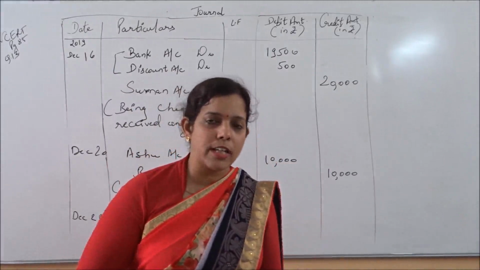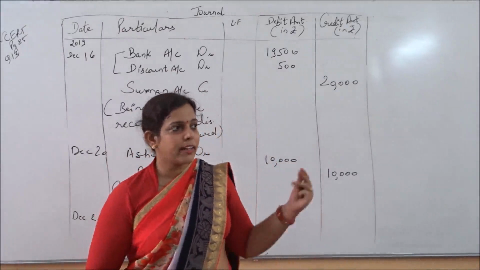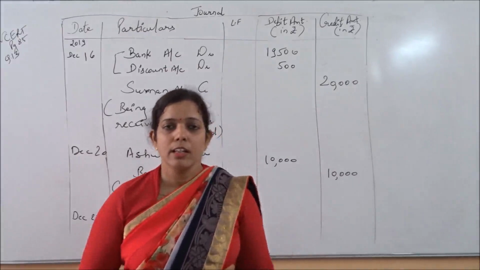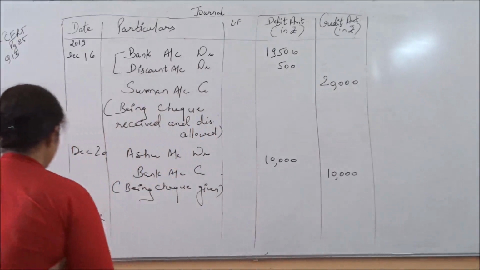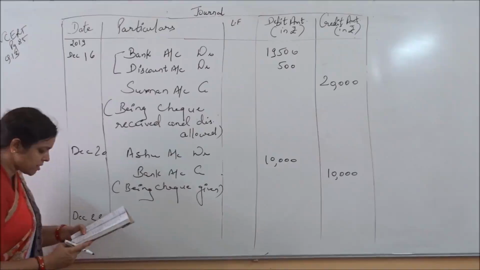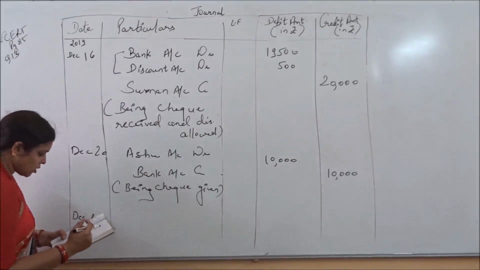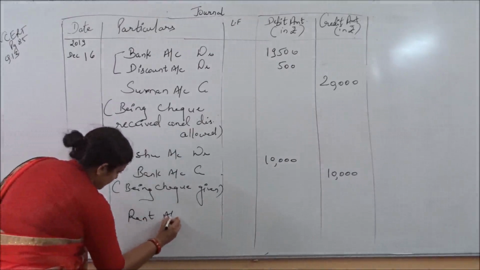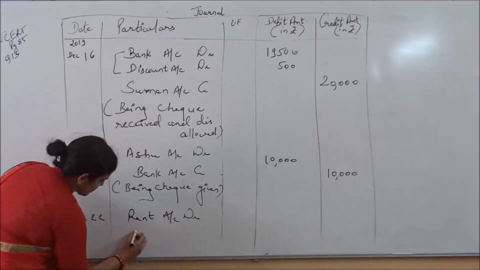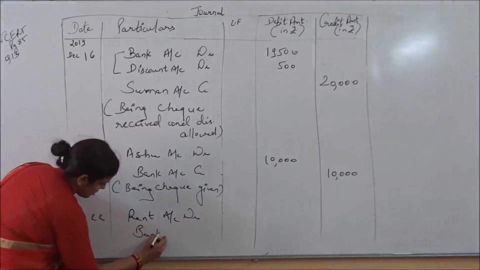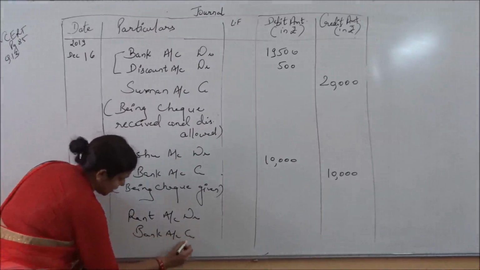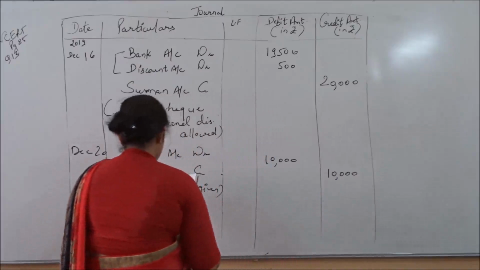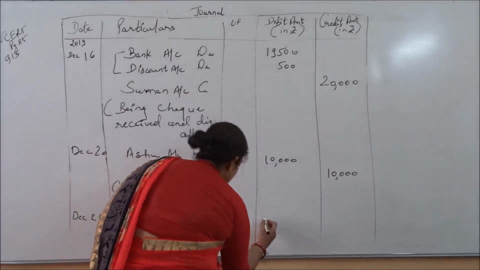What does the nominal rule say? Nominal rule says that all the expenses and losses are always debit. All the incomes and gains are always credit. So here rent is an expense for the business and that is also paid by check. So write rent account debit, and since it is by check, bank account credit. How much rent is paid? See the amount? 2000. Rent paid by check 2000.